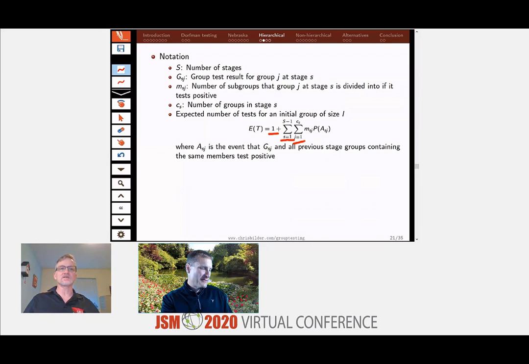Chelsea Allen asks, this may be answered before the end of the talk. Is there an advantage to testing groups whose positive-negative status are likely to be the same, such as households? And if you did this, would it alter the optimal group size? So I guess that's a question more generally about what happens when you have known correlations among your individuals.